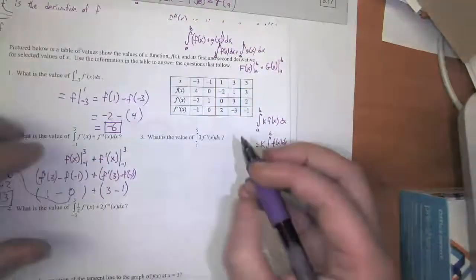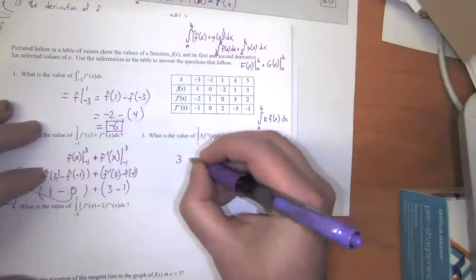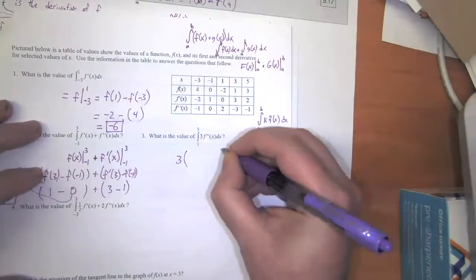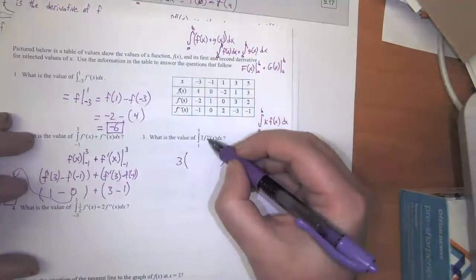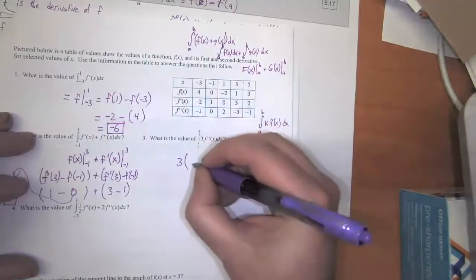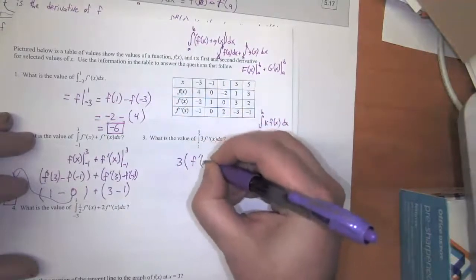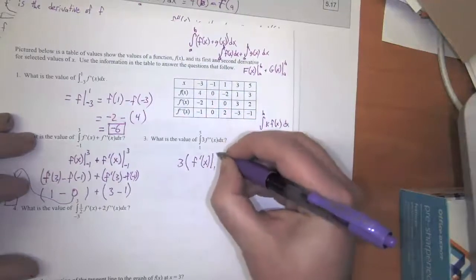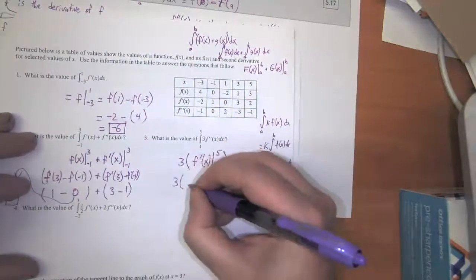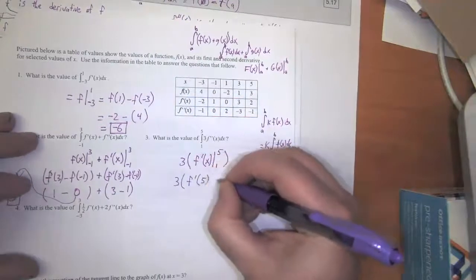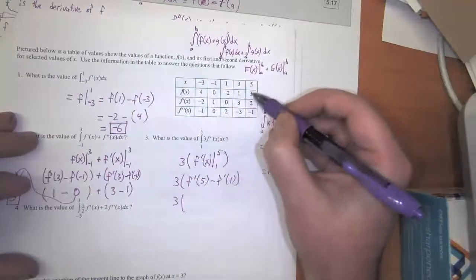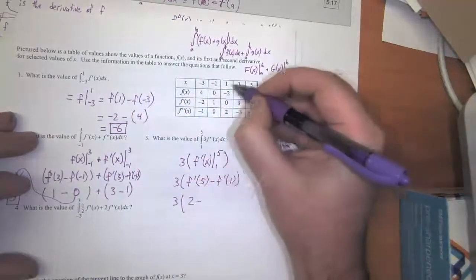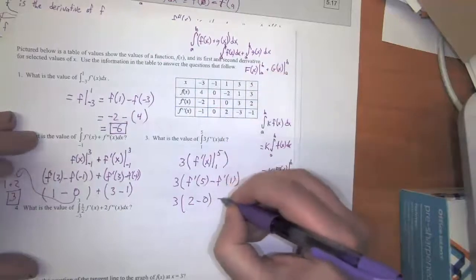All right. And so in this case, that is just 3 times, what is the antiderivative of the second derivative? The antiderivative of the second derivative is the first derivative. So that's the first derivative of x evaluated from 1 to 5, which is f prime of 5 minus f prime of 1. F prime of 5 is 2. F prime of 1 is 0. And so that gives us an answer of 6.